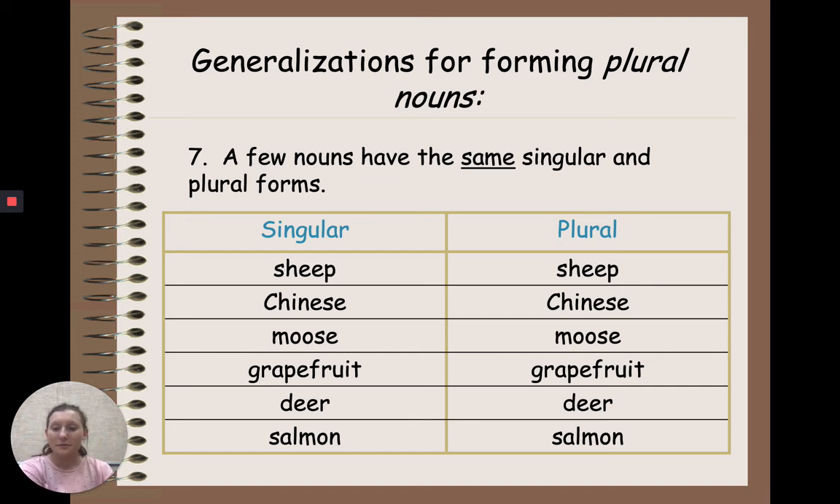Grapefruit is another one that we just say grapefruit if we're talking about one, and we say grapefruit if we're talking about 10. Deer is another one that is the same singular and plural. So we have one deer or there are 10 deer in the field. And then the same goes for the word salmon. So if we're talking about one salmon or if we're talking about 10 salmon that we caught in the lake.